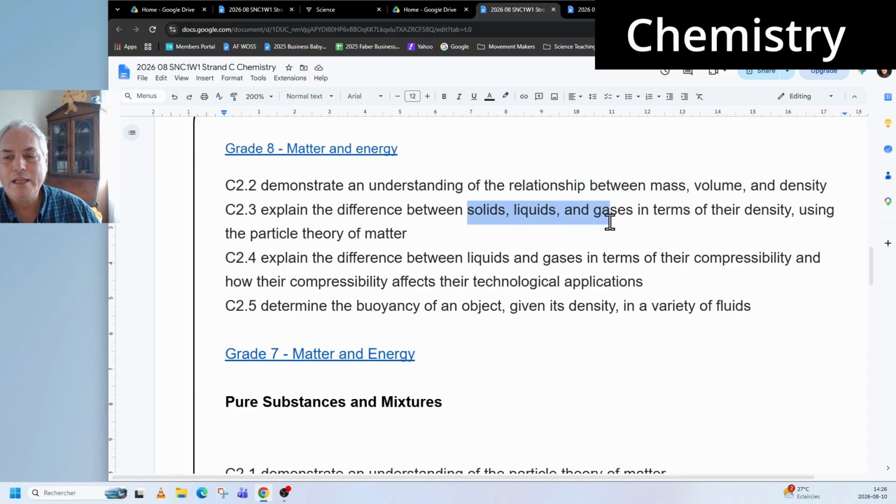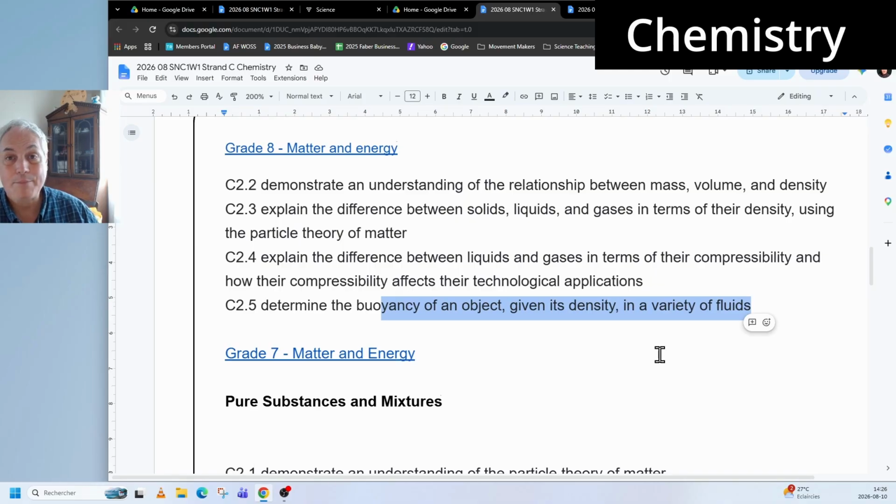Explain between solid, liquid, and gases, which is good. We'll talk about that in ecosystems as well. The difference between liquids and gases with respect to pressure. That's not something we're touching in grade 9. And here, determine the buoyancy of an object given its density in a variety of fluid. So here may not be the intrinsic property of matter, like a metal, for example, like aluminum.